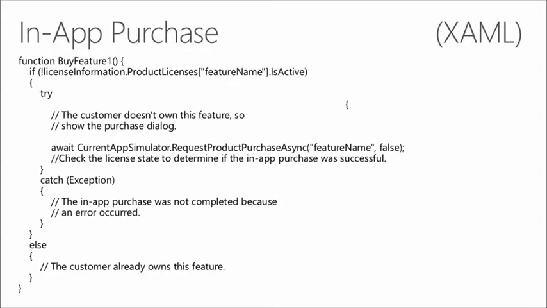Okay, and the same thing for XAML. Do they have a license for this particular feature? If they don't, prompt them to purchase. If they complete the purchase, then I'll go along with the scenario by turning on that feature.